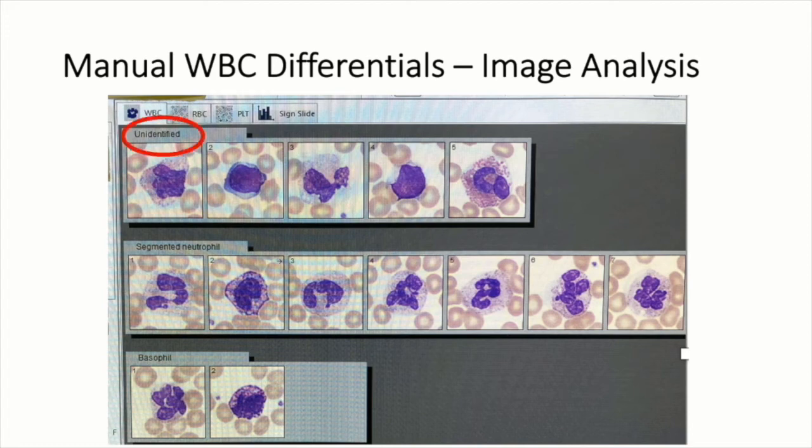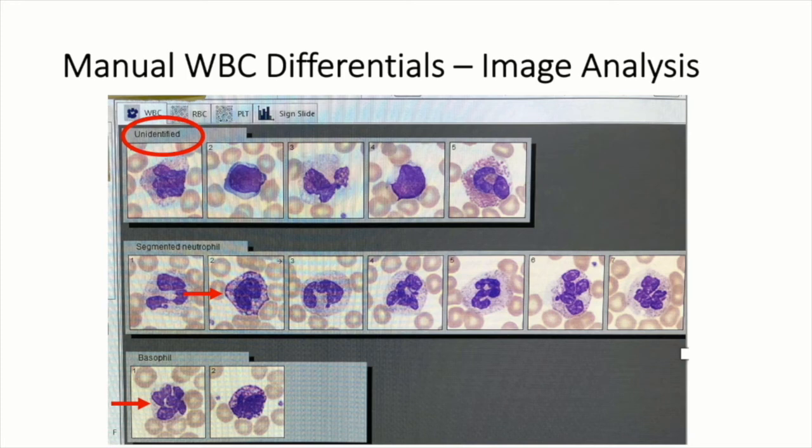In this case, we can see that a number of cells were classified as unidentified. In addition, a couple of cells have been classified incorrectly, including this basophil that has been classified as a segmented neutrophil, as well as an abnormally segmented neutrophil that has been misclassified as a basophil. The technologist would reclassify these cells prior to finalizing the differential count.